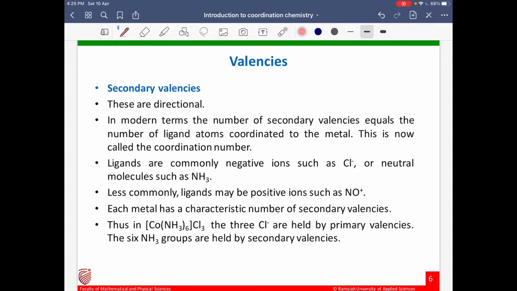Ligands are commonly negative ions such as chloride or neutral molecules such as NH3. Less commonly, ligands may be positive ions such as NO+. Each metal has a characteristic number of secondary valencies. In this example, [Co(NH3)6]Cl3, the 3 Cl- are held by primary valencies and the 6 NH3 groups inside the square bracket are held by secondary valencies.